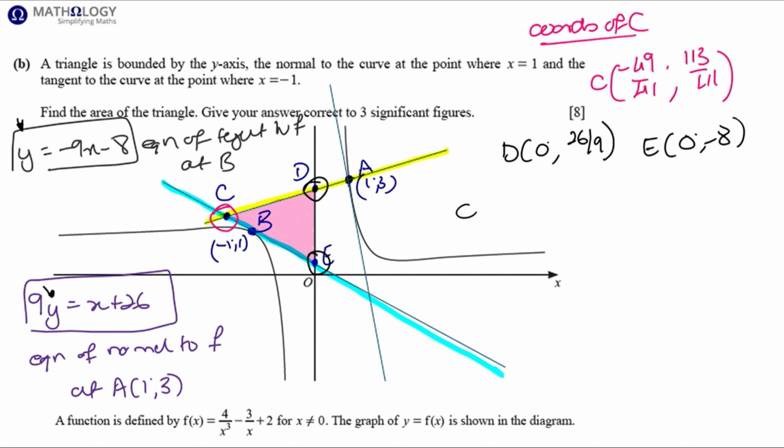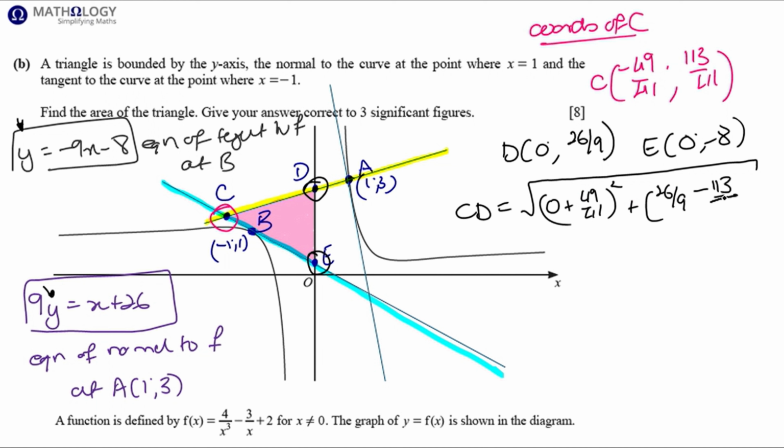So we'll start with CD. That would be the square root of (0 - (-49/41)) squared, so (0 + 49/41) squared, plus (26/9 - 113/41) squared. So CD equals 1.2025.